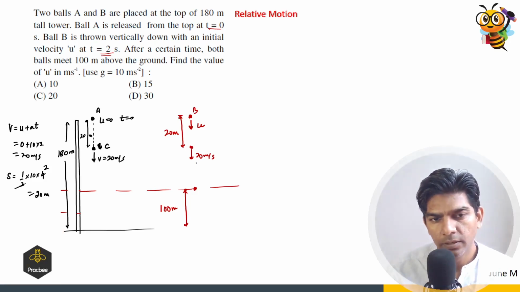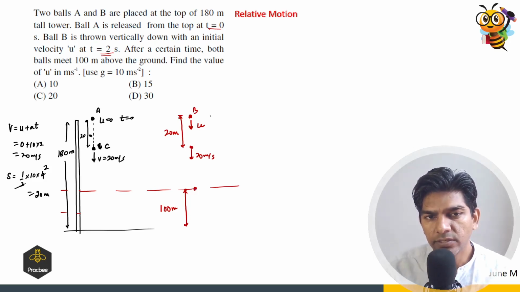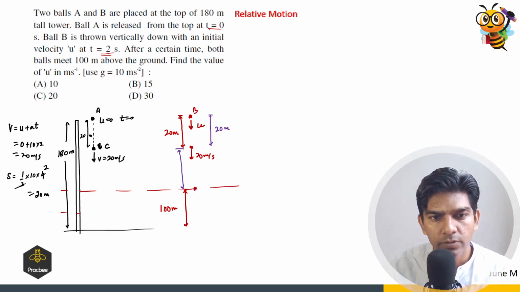Right? So they meet at this particular point. So the initial distance between them is 20 meters, and the distance of the first ball from the 100 meter mark will be how much? That will be 180 minus 100 minus 20. So that is nothing but 60 meters.